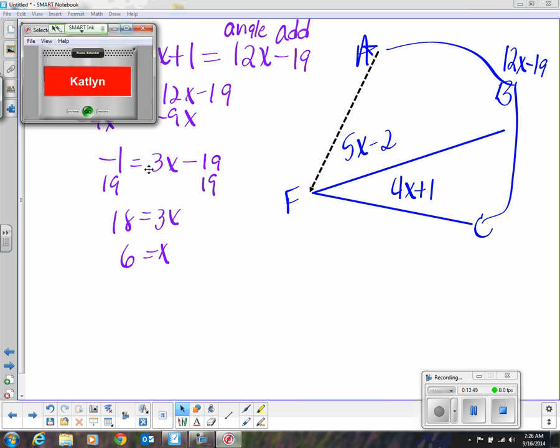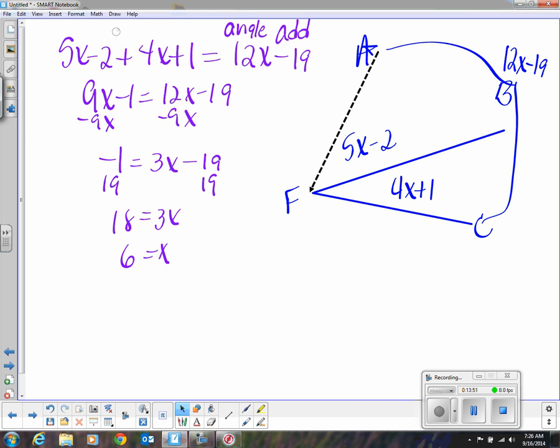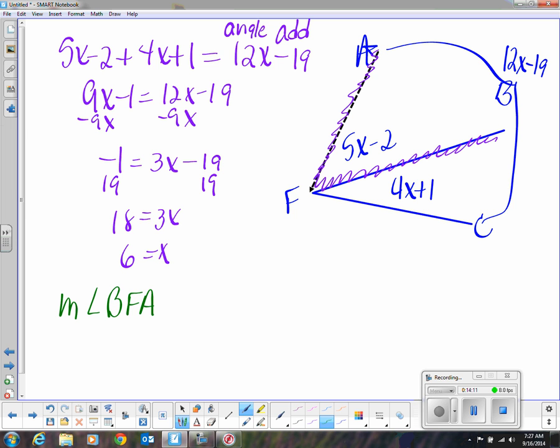Alright, we got x for a reason. We got x because we need the measure of angle BFA. How are we going to find the measure of BFA? So the measure of angle BFA is going to equal what? Exactly.